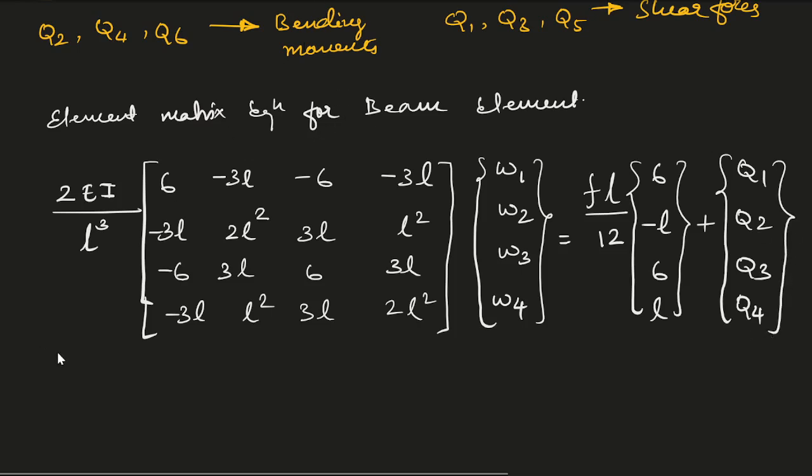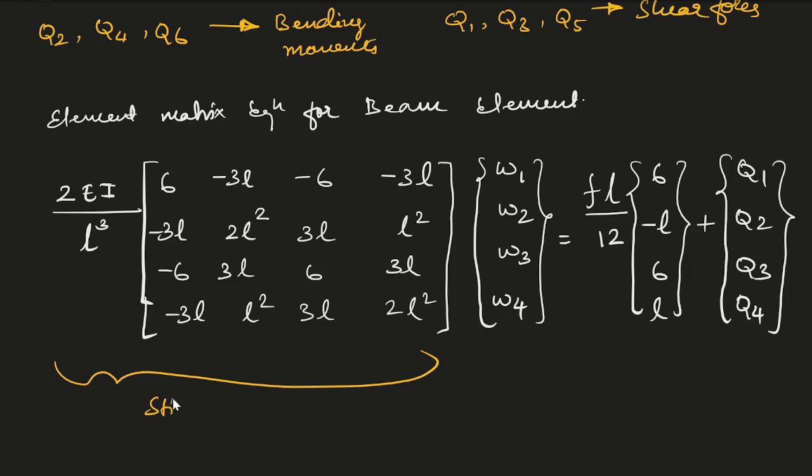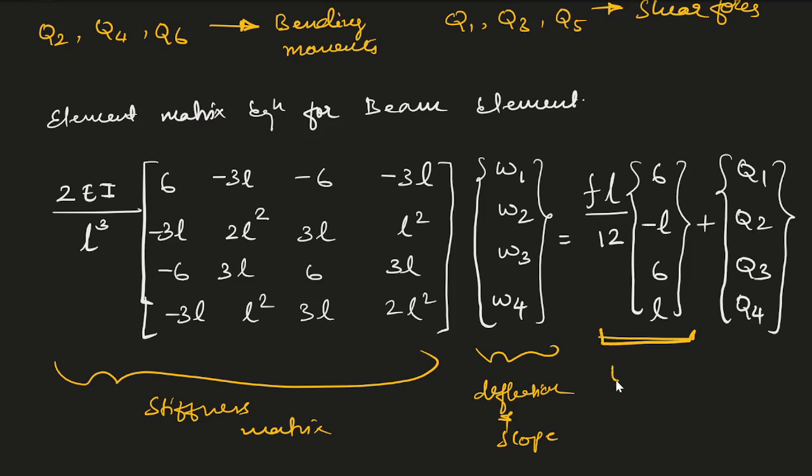Here this represents the stiffness matrix. This represents the deflection and slope, and stiffness multiplied by this deflection and slope gives the deformation. This represents the UDL loading matrix, and this represents the shear force and bending moment.